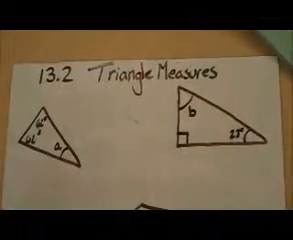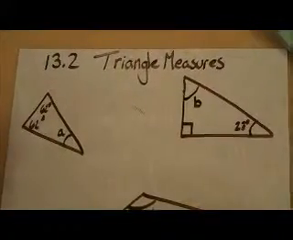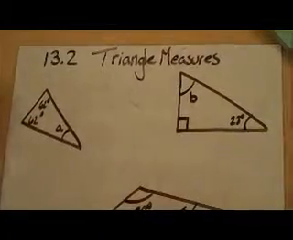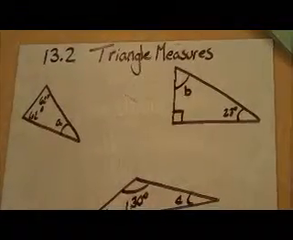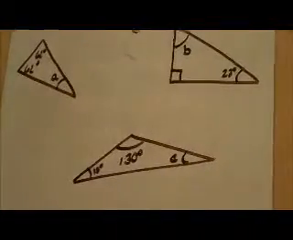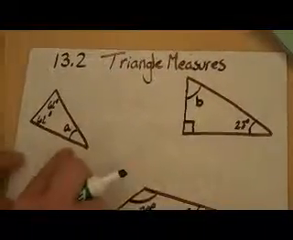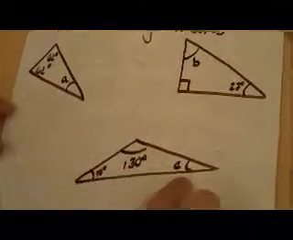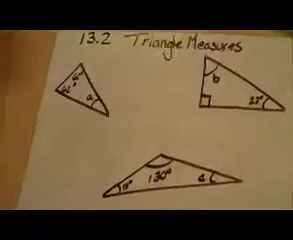Welcome back to the second video of chapter 13. It is 13.2, triangle measures. I've got three triangles on the board here, and I've got to find out the missing measurements for angle A, angle B, and angle C of these three triangles.